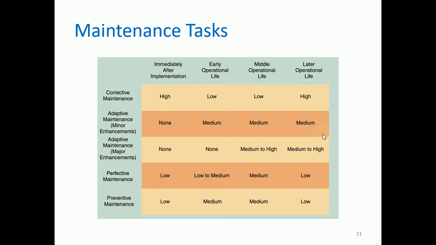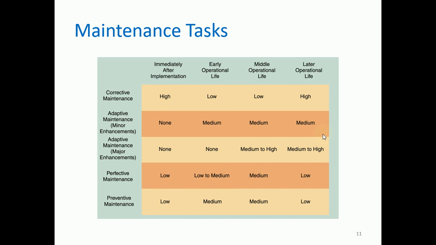Corrective maintenance is high immediately after implementation of the system, because if there are errors, corrective maintenance must be done. Adaptive maintenance is not done immediately after implementation. So in the early operational life, corrective maintenance is low, and adaptive maintenance for major enhancement is not done in the early operational life. Adaptive maintenance for minor enhancements and preventive maintenance are both medium, and perfective maintenance is low to medium.